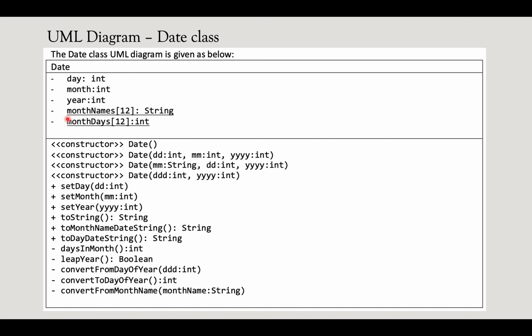The plus sign means public, the minus sign means private, and the underline means static. If the name is in capital letters, that means it is a final variable.